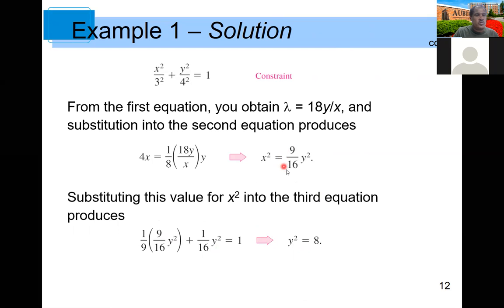X squared is 9 over 16 y squared. So if you put 1 over 9 x squared, but in place of x squared you put this, plus y squared over 16, is equal to 1. So everything is in y squared. So what you get is 2y squared over 16 is equal to 1, which is y squared is equal to 8. And if you take the square root, you get y is equal to plus or minus square root of 8.